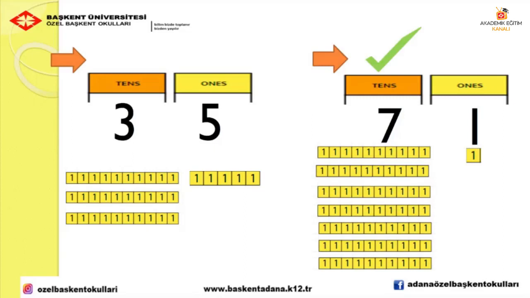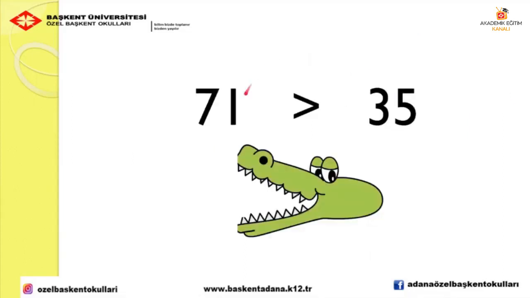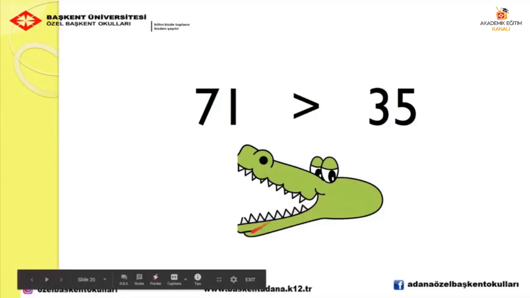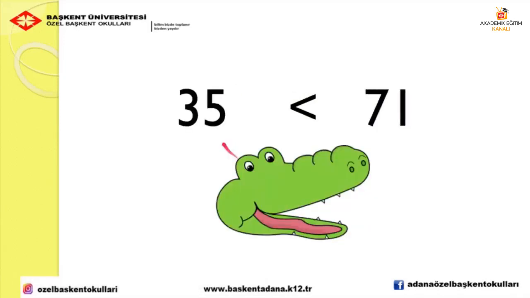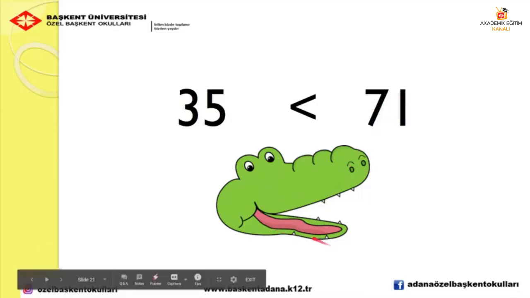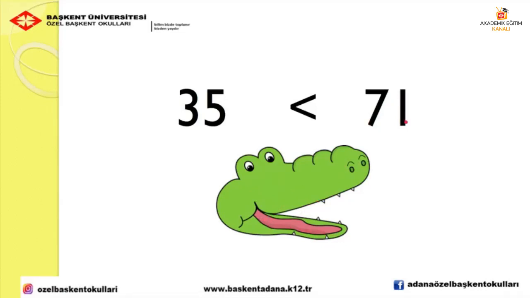71. 71 is greater than 35. That's why the crocodile's mouth is open towards 71. We can also say that 35 is less than 71. But the crocodile's mouth will still open towards 71.